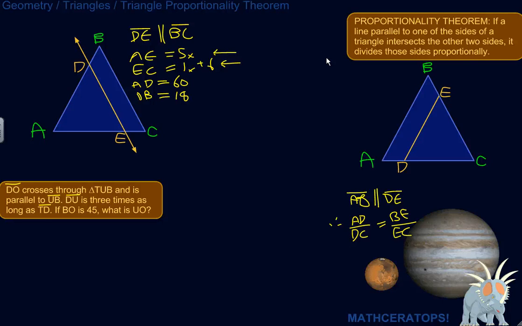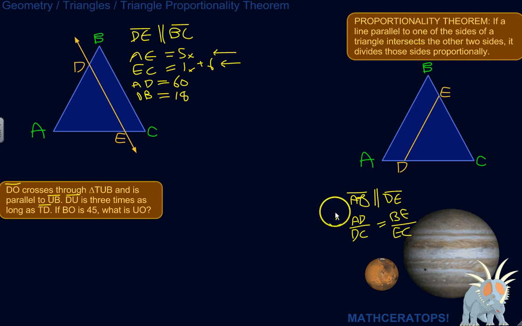Alright, so the triangle proportionality theorem says that if a line is parallel to one of the sides of a triangle, so for example, here we've got a triangle ABC, and we've got this line segment DE, it's part of a line that's parallel to this side AB. If a line parallel to one of the sides of a triangle intersects the other two sides, it divides those sides proportionally, which means, okay, so line segment AB is parallel to line segment DE.